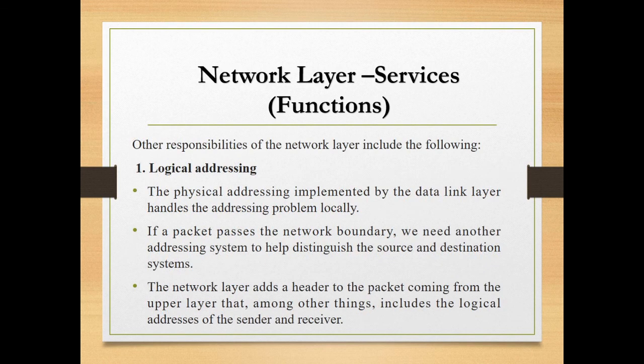Logical addressing means the physical addressing implemented by the data link layer handles the addressing problem locally. If a packet passes through the boundary of a network, we need another addressing system to help distinguish the source and destination. The network layer adds a header to the packet coming from the upper layer that, among other things, includes the logical address of the sender and the receiver.